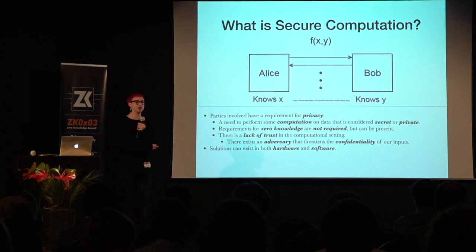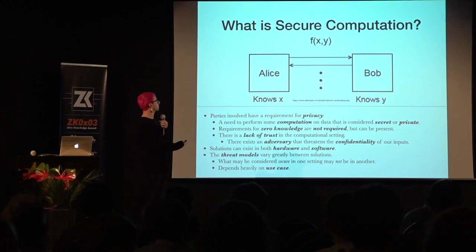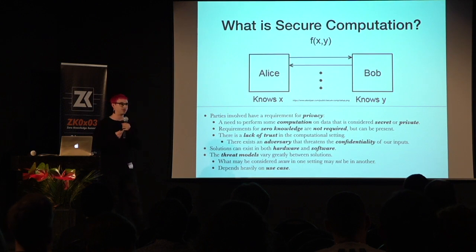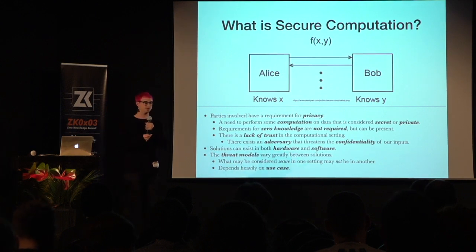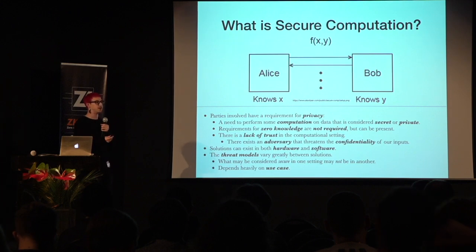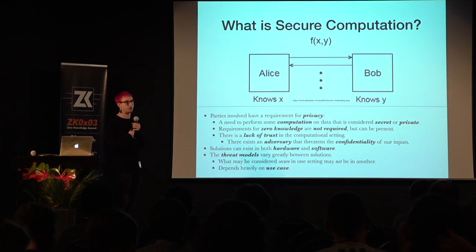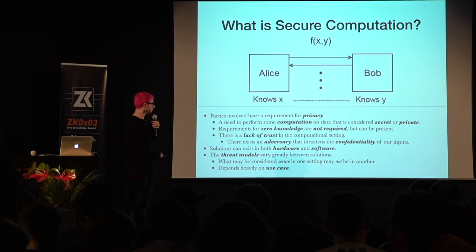We'll be discussing which of those, and I only have one for hardware, which is something like Intel SGX or trusted execution environments that are built in hardware. And we'll also be saying how software security is achieved. As well, for secure computation, the threat models for specific secure computing protocols vary greatly, and they change based on the solutions that you use. What may be considered secure in one setting may not be in another, and it depends very heavily on your use case. So in some use cases it's okay to leak some information, in some use cases it's not okay to leak any information, right?